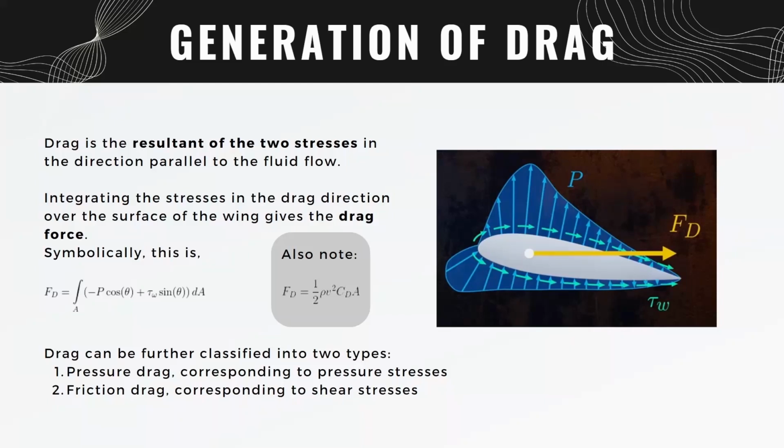Drag can be further classified into two types: pressure drag, which corresponds to pressure stresses, and friction drag, which corresponds to shear stresses. Unlike what we saw in lift, which was primarily because of the pressure stresses, drag constitutes both, whereas lift primarily was just pressure stress.